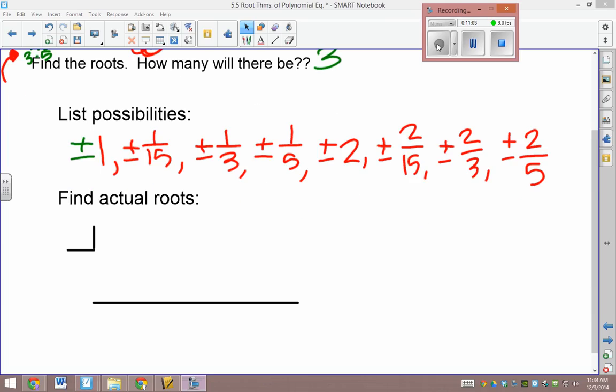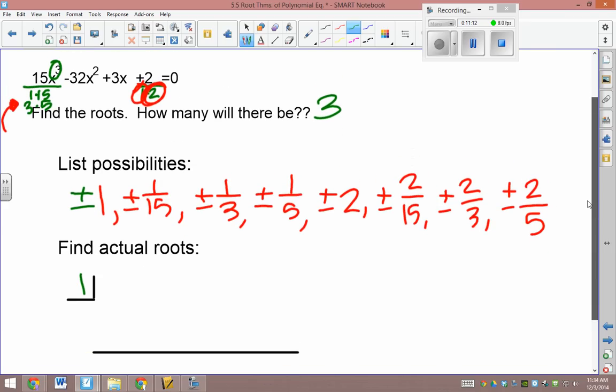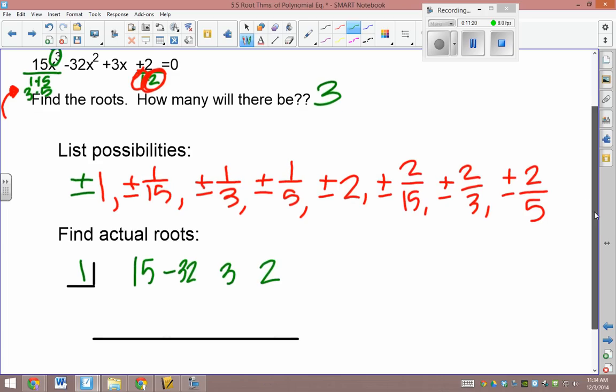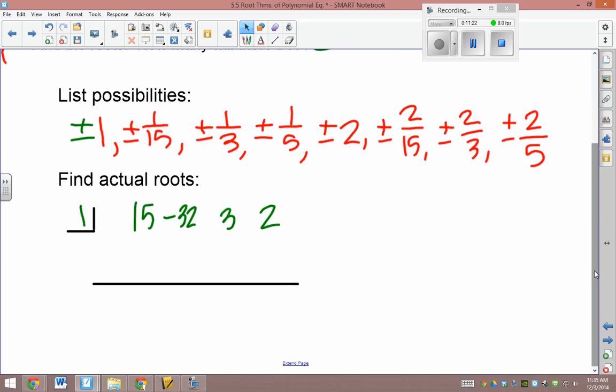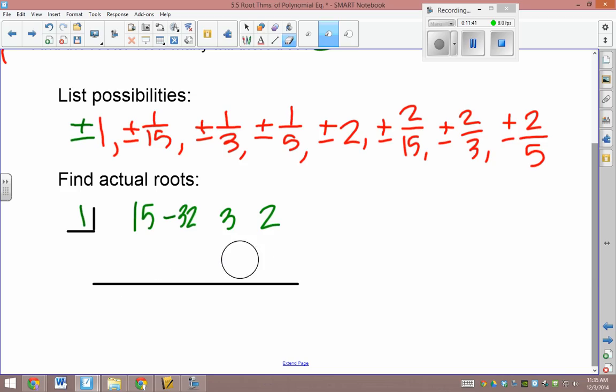Okay, I'm going to try +1 to start. So I'm putting +1 in the box. I'm going to list the coefficients right across: 15, -32, +3, and 2. All right. So doing synthetic division with this, I'm going to drop down the first term. That's 15. 15 times 1 is 15 again. Add those together, we get -17 times 1, that's -17. We get -14 times 1. I don't think that's going to work. Okay, there's no need to finish it if you're sure that's not going to work. All right, so let's try something else.